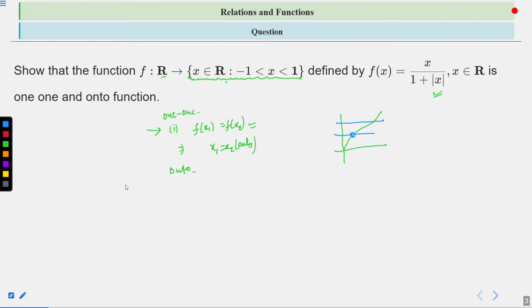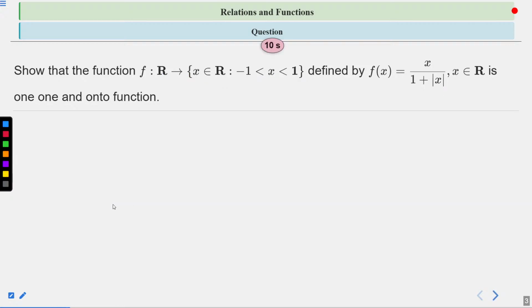Okay, so let us move to the solution of this question. You have 10 seconds to think about this question. After that, we will discuss the solution.